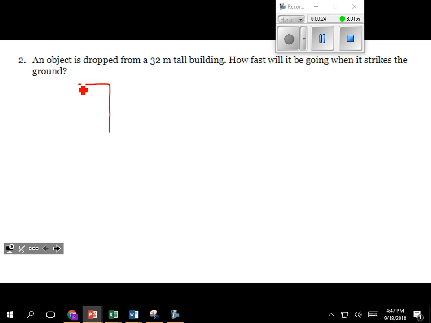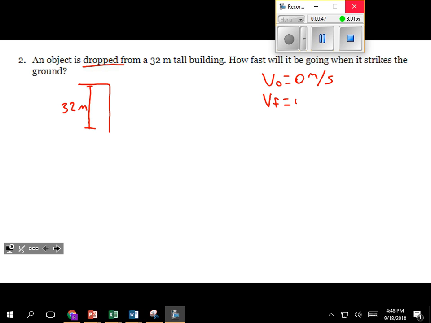So we have a building, it's 32 meters tall, and we're going to just assume, since it's dropped, that our initial velocity is 0, and we're going to see how fast it's going when it hits the ground. So we're looking for the final velocity. That is our unknown. We know the distance is 32 meters. That's how far it's going to fall. And we know, of course, the acceleration at negative 10 meters per second squared.